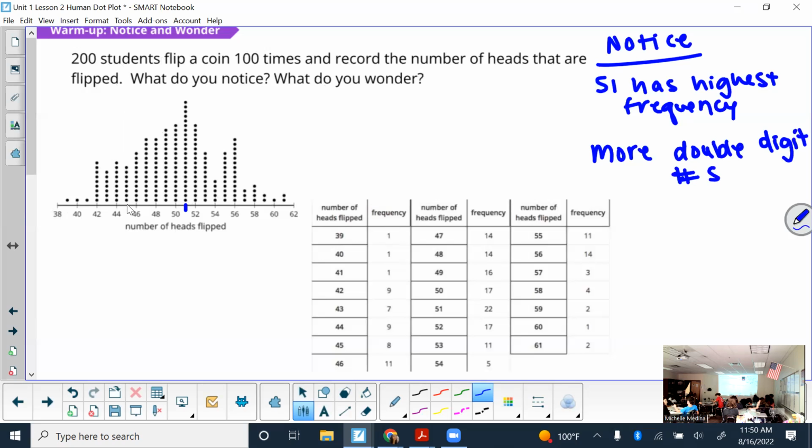Hold on, I'm on the wrong page. Let me get where I'm supposed to be. All right, some other student sample responses are that the sum of all the frequencies is 200. If I were to add all of these up, it would be 200, which is how many students were part of this experiment. And the 51 is like heads or tails, by the way. Is it how many heads were flipped or how many tails were flipped? Heads.